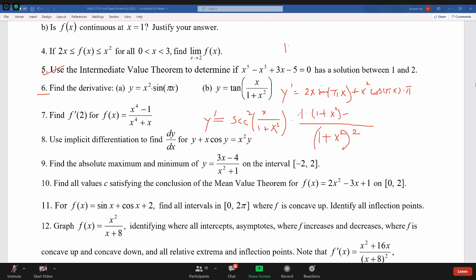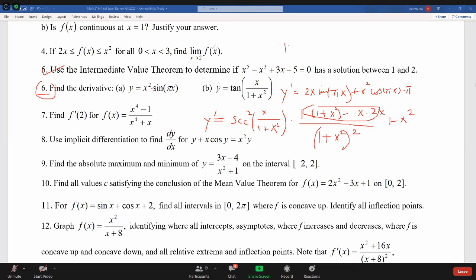Minus f g prime, which is x times 2x. So what's the answer? Simplify. This is 1 plus x squared minus 2x squared, so this becomes 1 minus x squared, right? So the answer is secant squared of x over 1 plus x squared, times 1 minus x squared over 1 plus x squared, squared. Right? You've got to simplify, okay? So we have finished number 6.